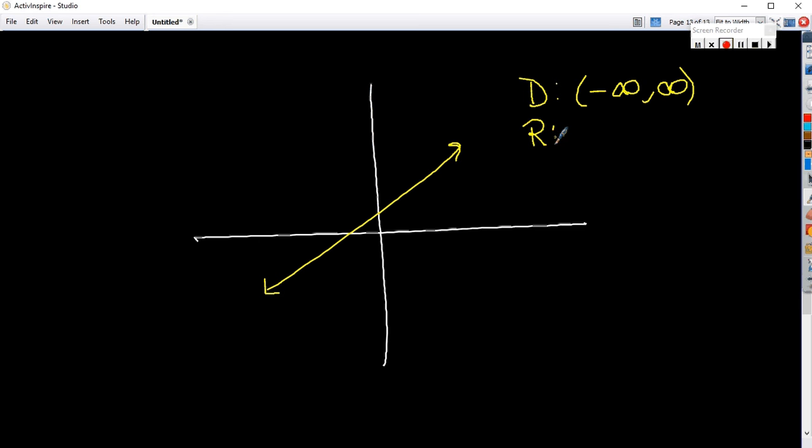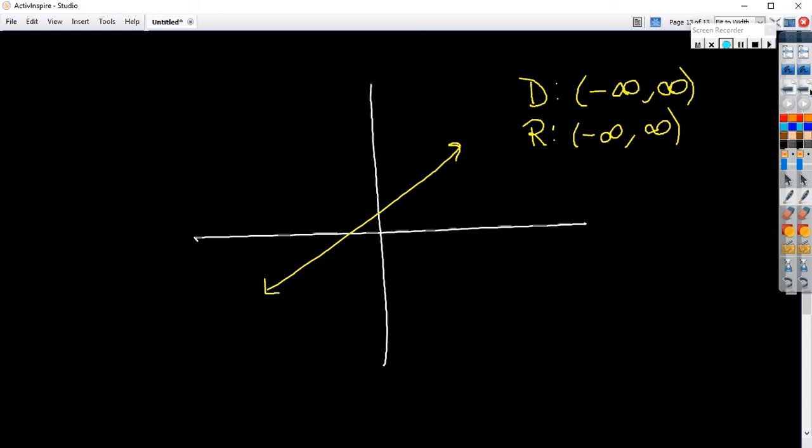What about the range? What about the y values? Now I'm talking up and down. Also negative infinity to infinity. This line is not bounded or restricted in any way. It goes on forever and ever. Left, right, up, down, good to go. No holes, no jumps, no anything. It's just a straight line. Any x, any y is a possibility. We all in agreement?